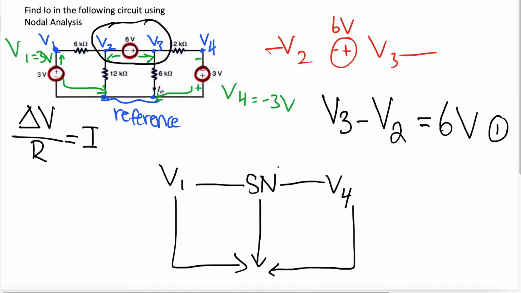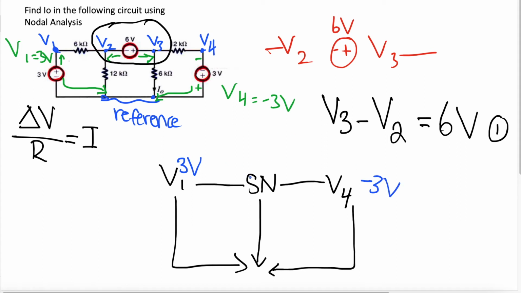So if we look at this supernode, let's redraw this and see what we can do to make this equation easier to solve. Our V1, we have a positive 3 volts over here, and our V4 we know is negative 3 volts, as we talked about before.